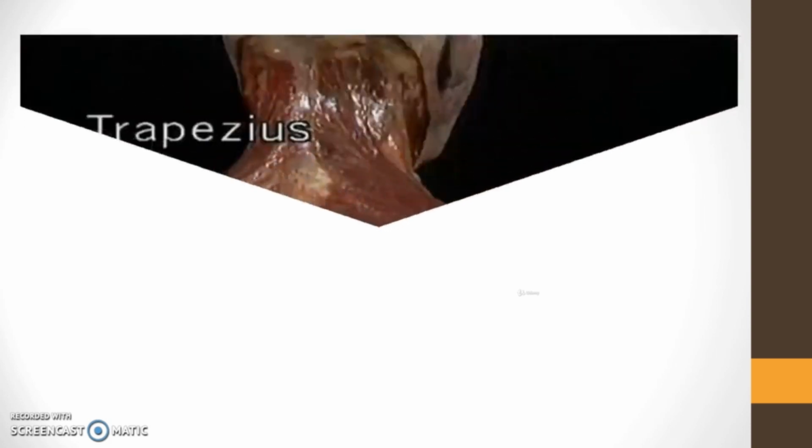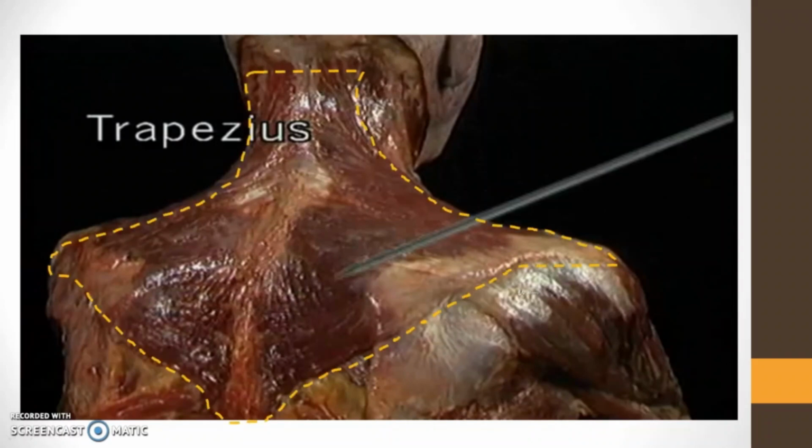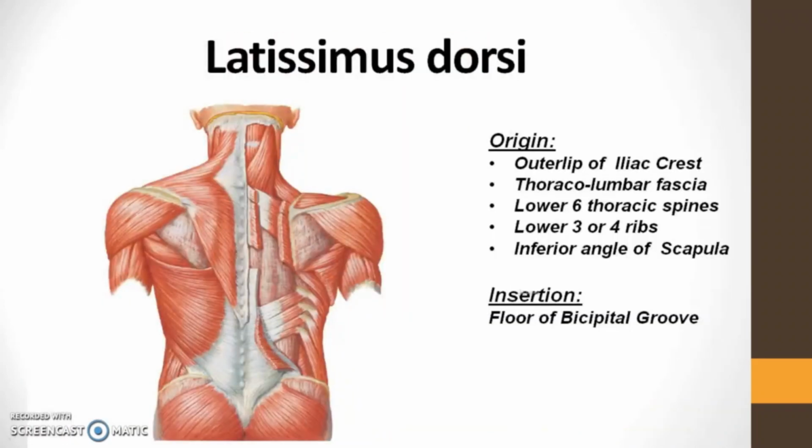In a cadaver it will be seen this way. This is the trapezius muscle which you will view in cadavers. You can make out the outline clearly. This is one half of the trapezius muscle. In the same way, the other half will be seen on the other side. This is the outline. Okay, now we will move on to the next muscle, that is latissimus dorsi.